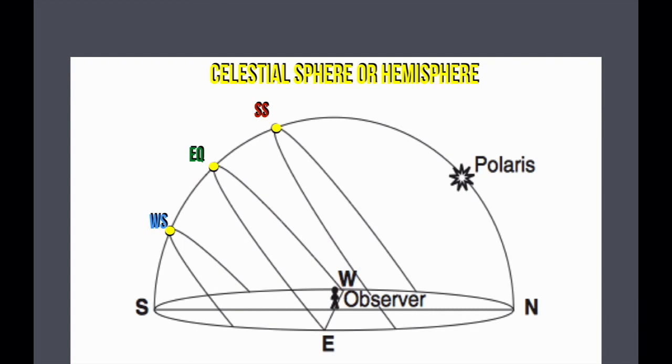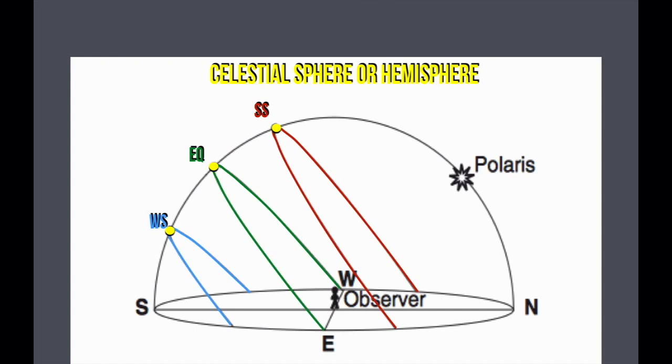So starting, for instance, for the summer solstice, starting in the northeast and then ending in the northwest. For the equinox, starting in the east, ending in the west, and then the winter solstice, it's south of east and south of west, showing the path the sun takes.